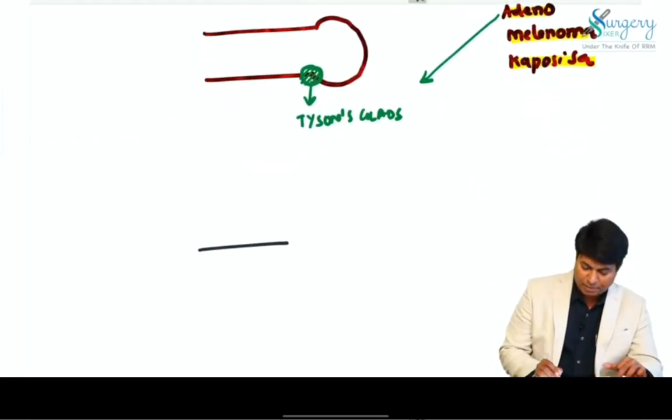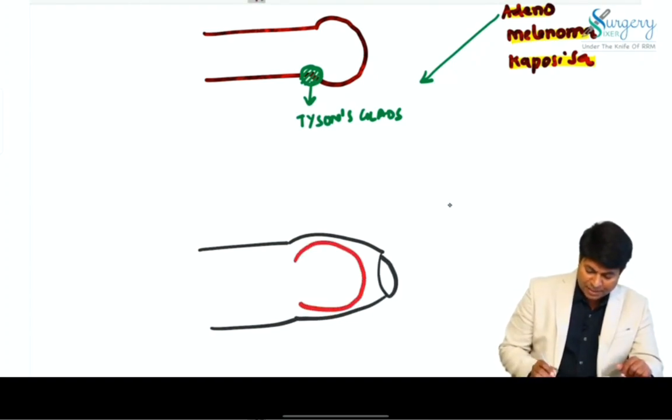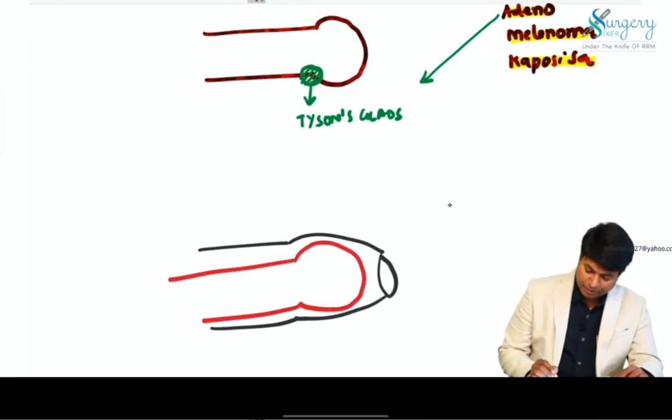The common sites of cancer penis. Please don't forget this is preputial skin. This is preputial skin. This is glans penis. This is shaft of penis. And this is corona glandis.